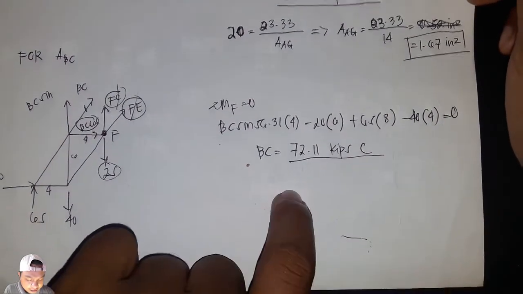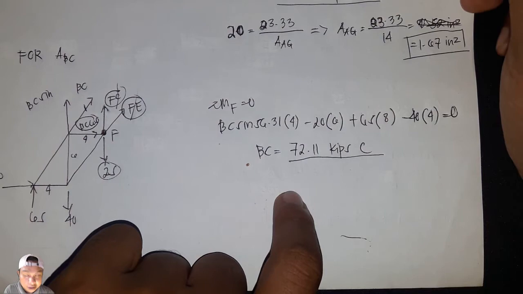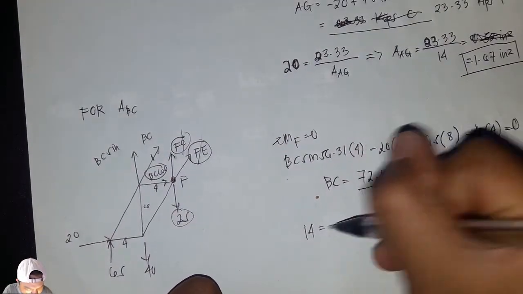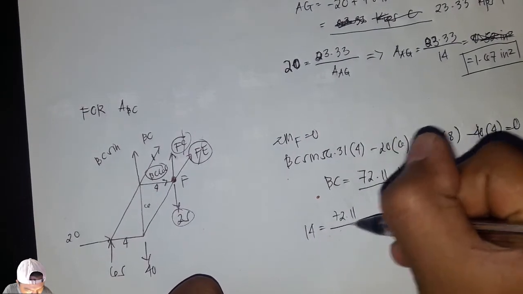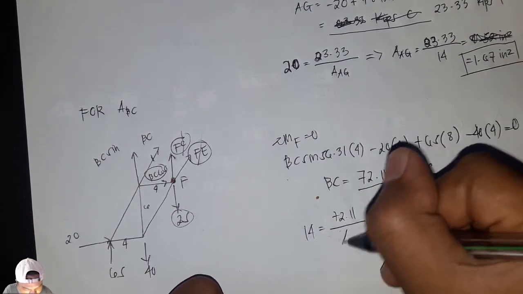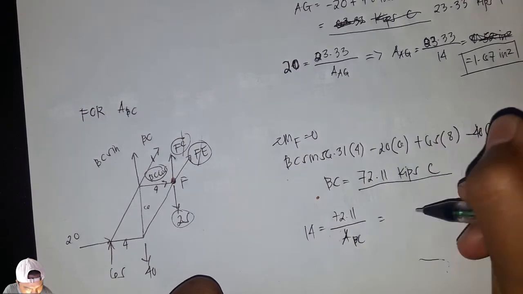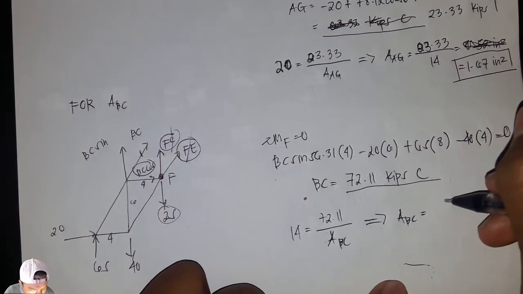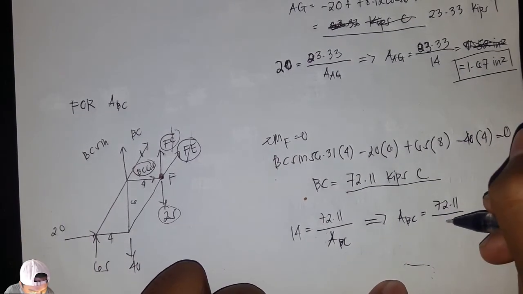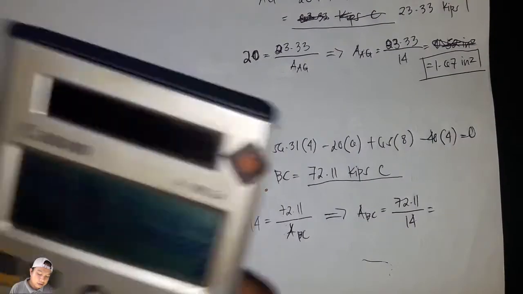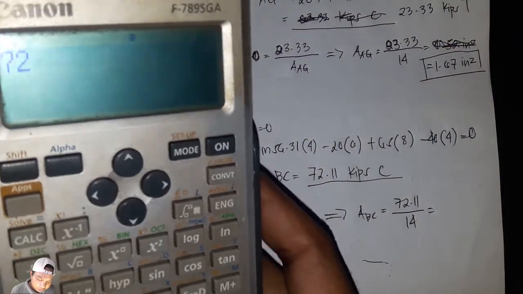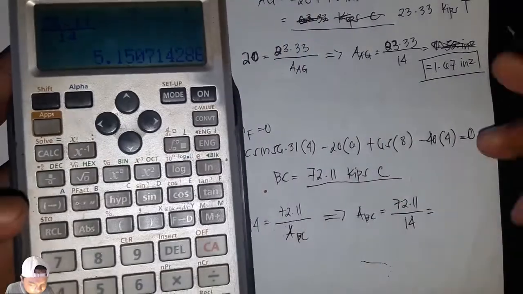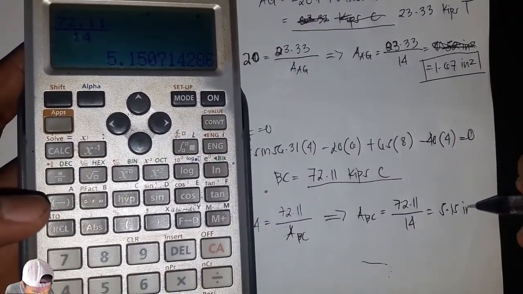So this is our force in member BC. It's compression, meaning 14 equals 72.11 over the area of BC. So the area of BC equals 72.11 over 14. So hopefully it's correct. 72.11 over 14, so I have 5.15 inch squared.